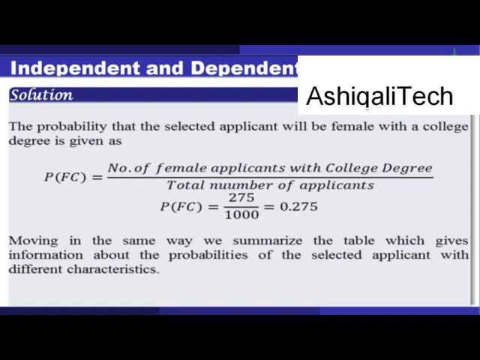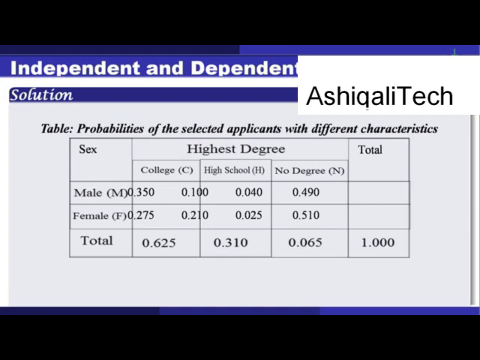So moving in the same way, we summarize the table which gives the information about the probabilities of a selected applicant with different characteristics. Dear students, we can calculate all these probabilities with the formulas we have used for the 5 examples. So going in the same way, we get the following table for the probabilities of selected applicants with different characteristics. And you can see that in the last column, when we add all the probabilities, we get 1.